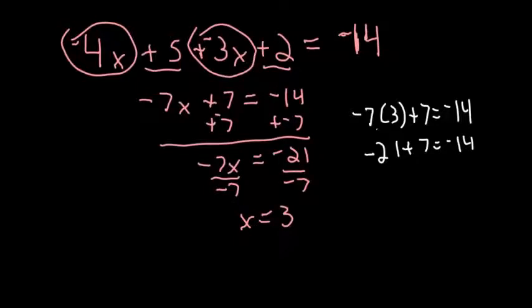So negative 21 plus 7, you subtract them, 21 minus 7 equals 14, and we keep the sign of the larger number, which is 21. So it's negative 14, which equals negative 14. So we know we did that one correctly.